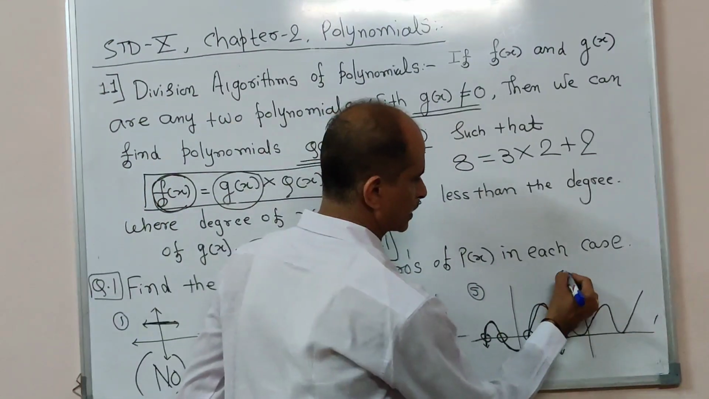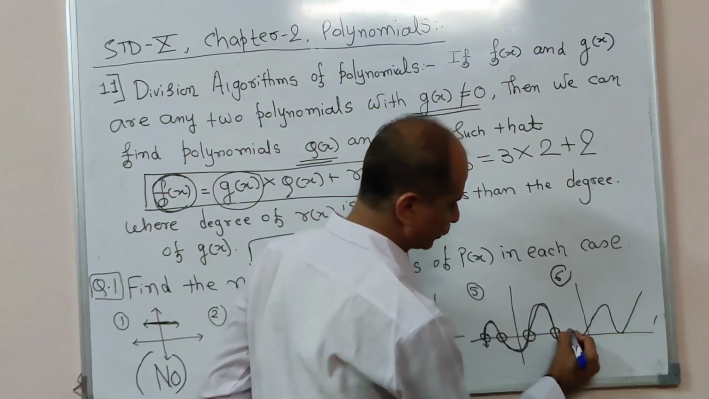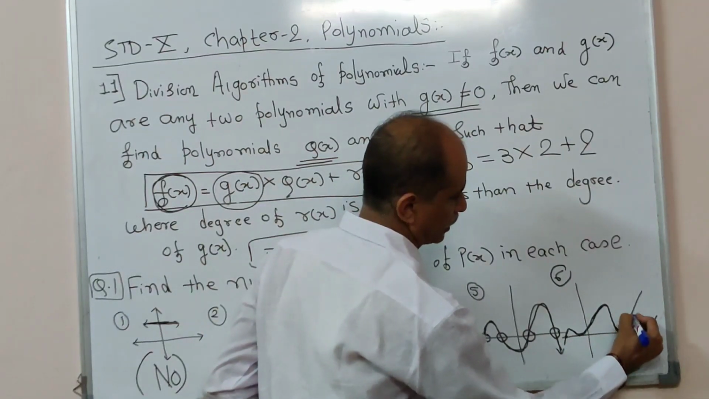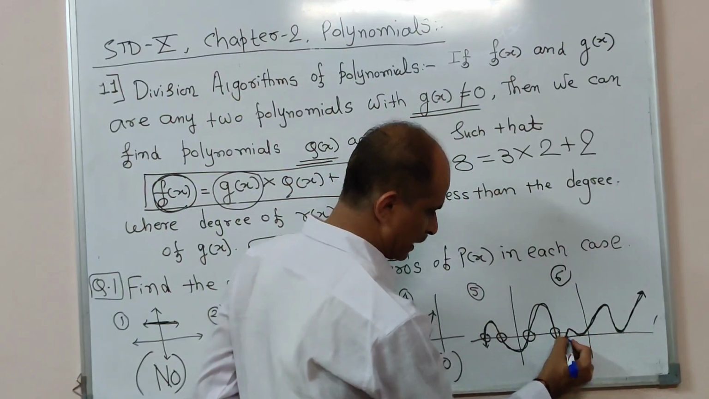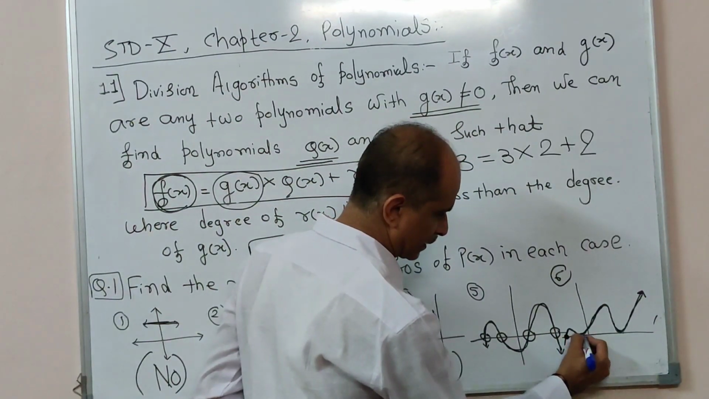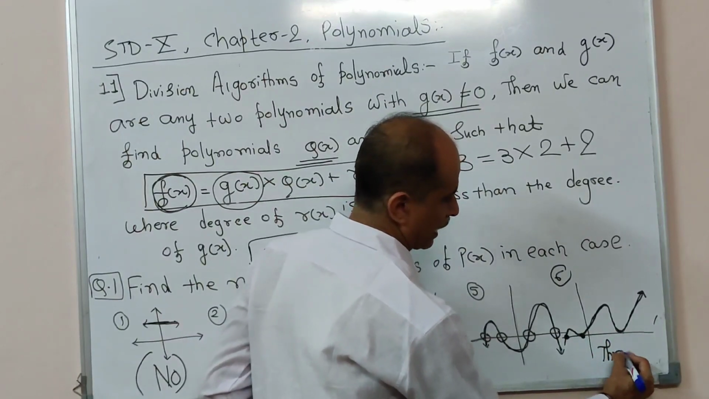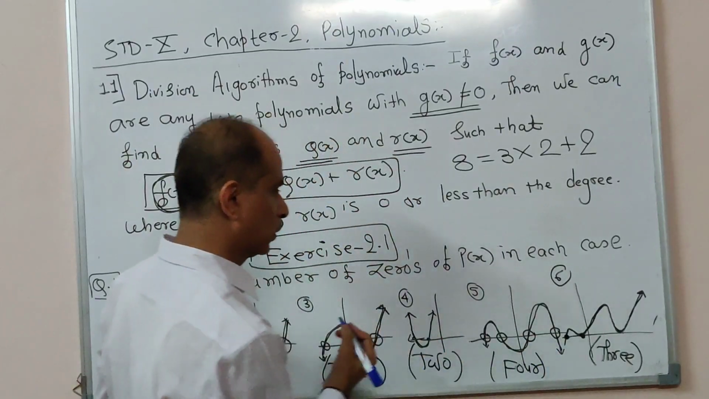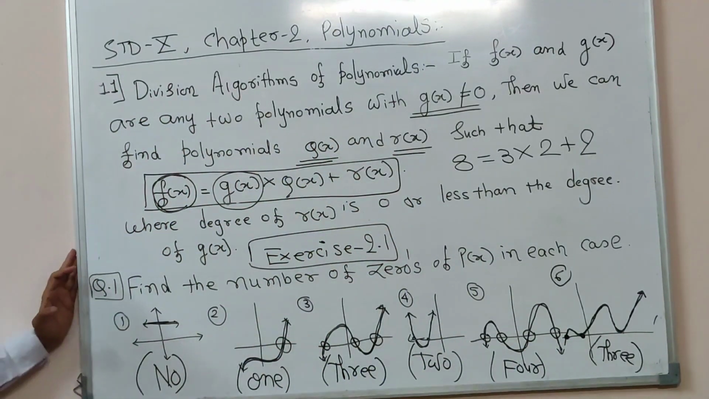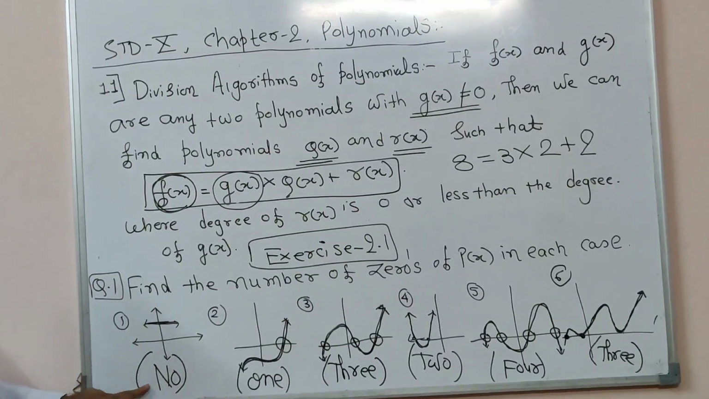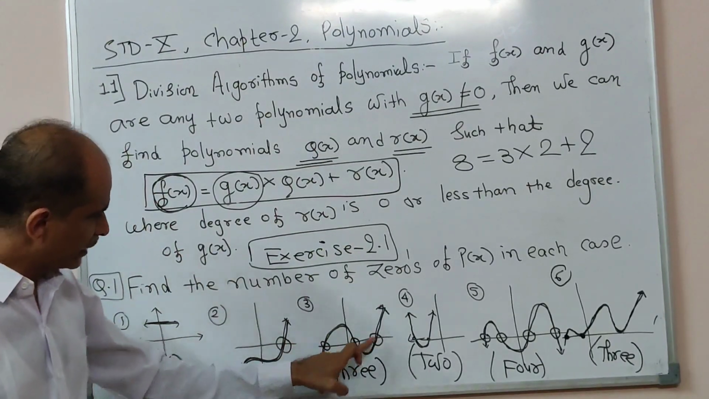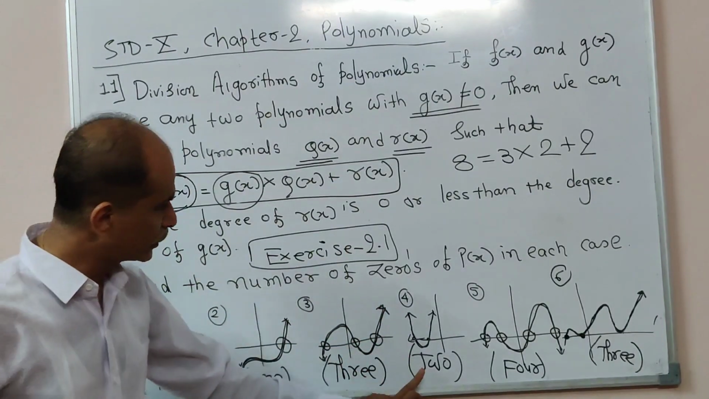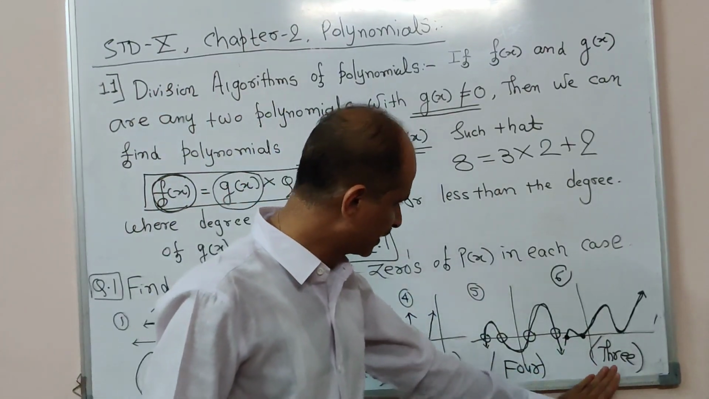In example number 6, the graph is curved, so it is a cubic polynomial or a polynomial with degree n, and it intersects the x-axis at 1, 2 and 3 points, and that's why it has 3 zeros. So we have solved the first example of exercise 2.1. This has no zero. This graph has 1 zero. Here it intersects the x-axis at 3 points, 3 zeros. Here it intersects the x-axis at 2 points, 2 zeros. Here 4 zeros and here 3 zeros.